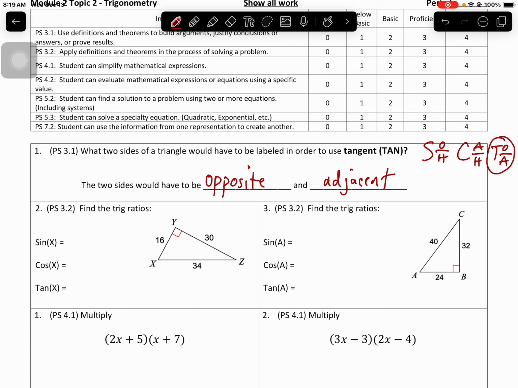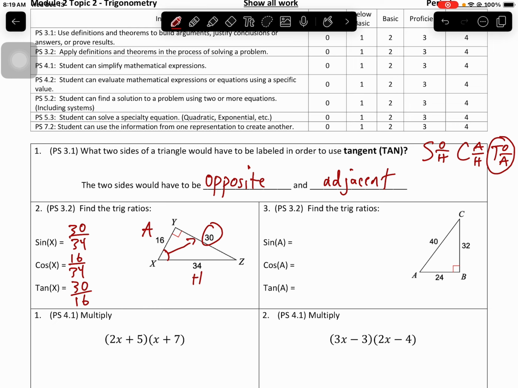If you look at it, it says sine of x, cosine of x, tangent of x. So that's your reference angle. If you make your bow and arrow, and here's your target, the 30 is the opposite, 34 is the hypotenuse, and 16 is adjacent. So for sine, I need opposite and hypotenuse, so 30 over 34. Cosine, I need adjacent and hypotenuse, so 16 over 34. And then tangent's opposite and adjacent, so I need 30 over 16. So that's it right there.